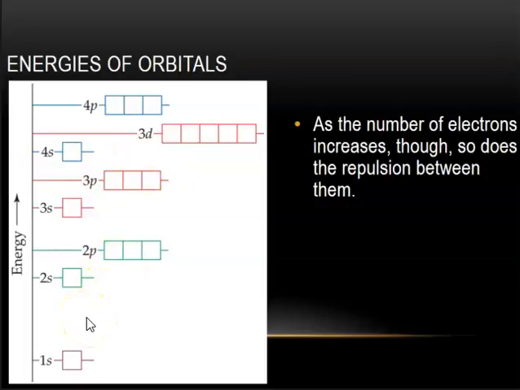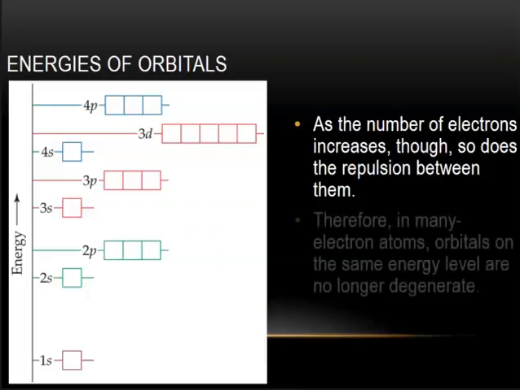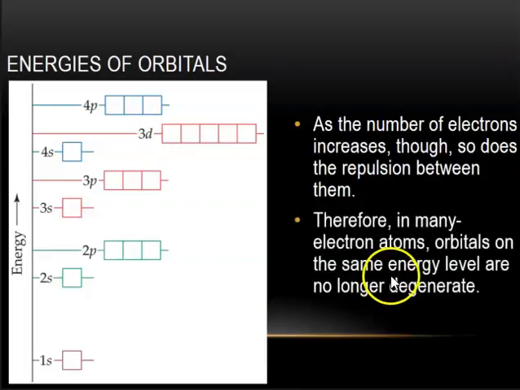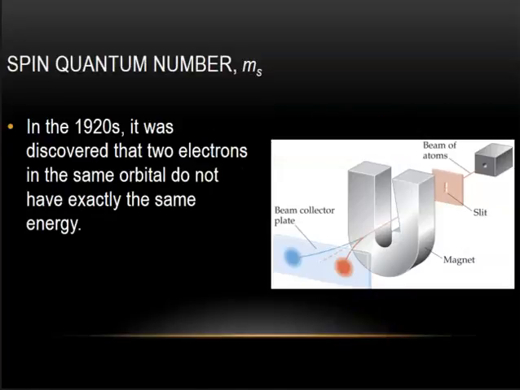I'm going to show you a little bit later in this talk how to use your periodic table to keep track of this, but the order is 1s, then 2s, then 2p, 3s, 3p, then it goes 4s, 3d, 4p, and so on. That is the order, and you will have to memorize that. In many-electron atoms, the orbitals on the same energy level are no longer degenerate. Yes, they spread out. All right, let's get to the last quantum number.